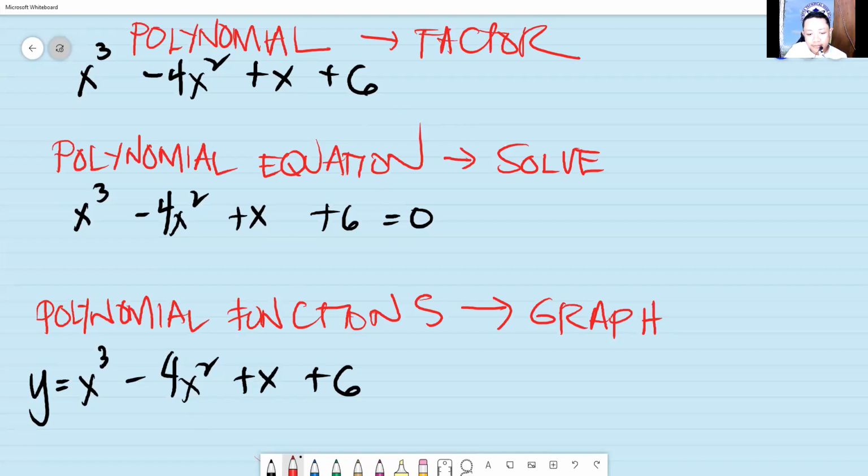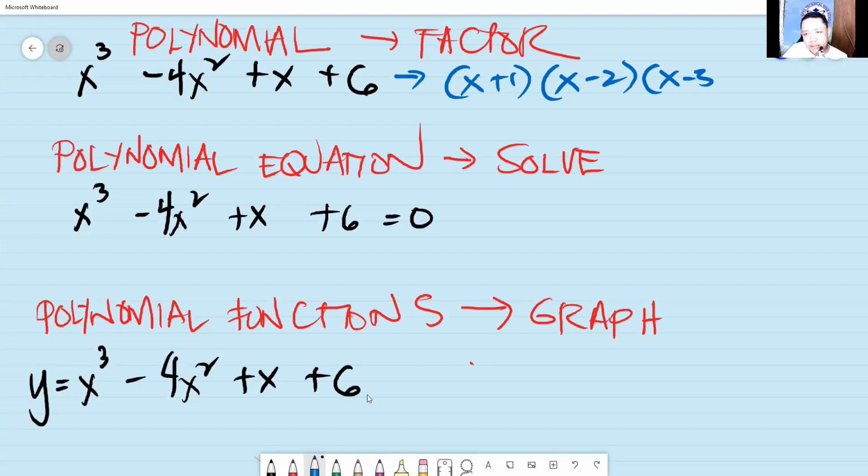So the factor of this is we have x plus 1, x minus 2, and x minus 3. Again, a polynomial is always being factored. Now, of course, for the polynomial equation naman, this is the ones that we solve. Ito yung sinosolve natin para makuha yung roots. And of course, there are lots of ways to get the roots. One is by factoring method.